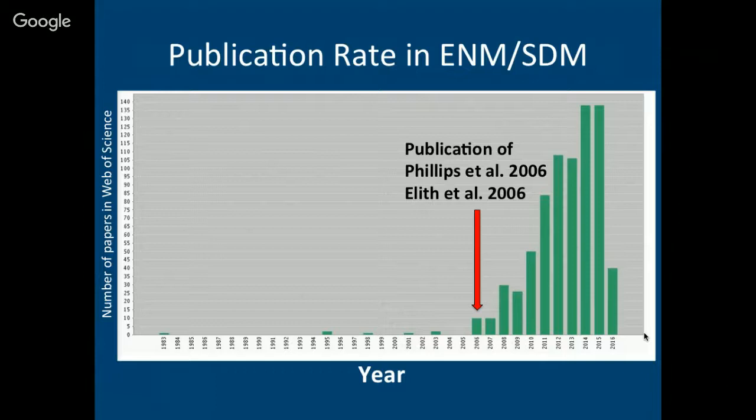As of 2006, use of these terms, niche model and distribution model, takes off. What happened in 2006 was the publication of 2 papers. One was by Phillips and colleagues, which presented the tool Maxent, and the other was a broad comparative study by Jane Elith and colleagues, which, shall we say, presented some benchmarks about model performance.